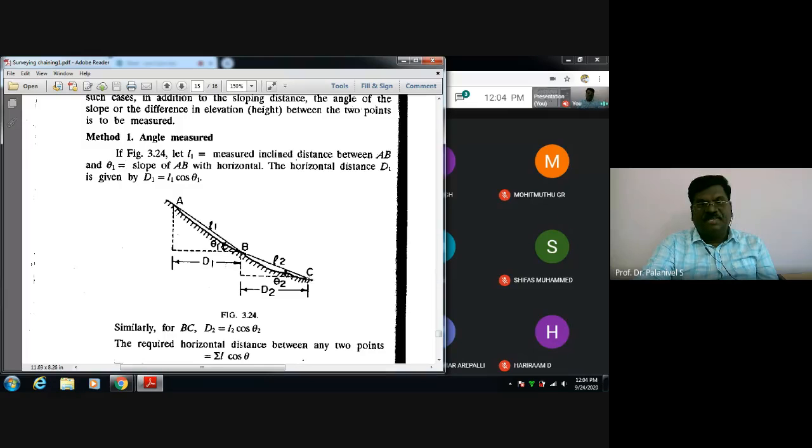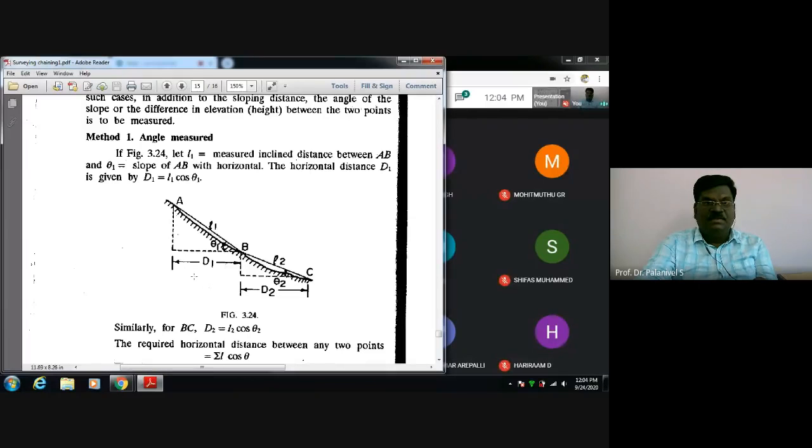Similarly, I measure BC along the ground, maybe using a tape, straight like this. Here also, if I put the chain, it will lie on the ground, so better to use a tape here. This is the kind of situation. BC is measured, and then using the clinometer, I measure the angle made by the line BC with the horizontal, theta 2. Therefore D2 equals L2 cos theta 2. This way I can sum them up to get the horizontal distance between points A and C for plotting purposes.